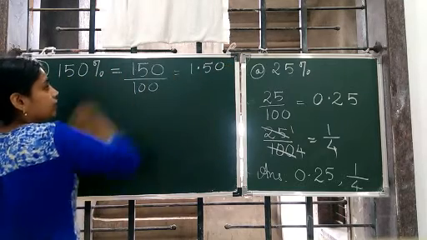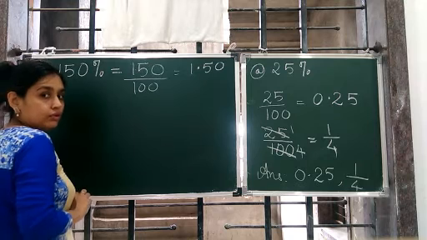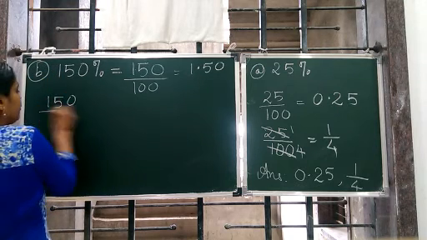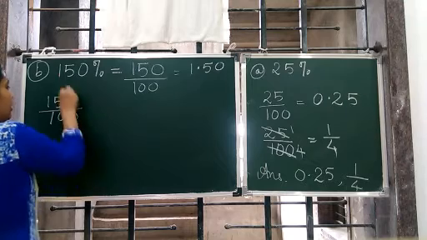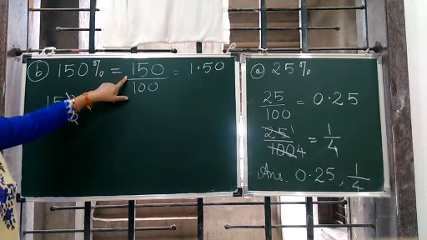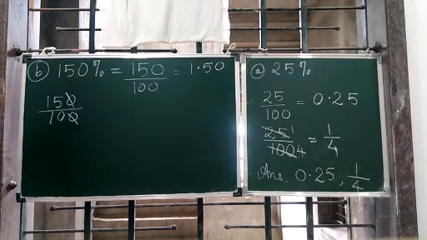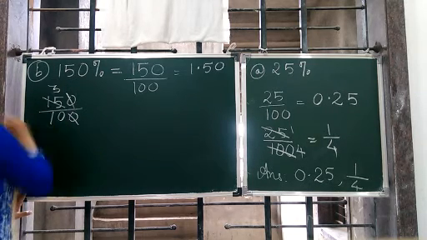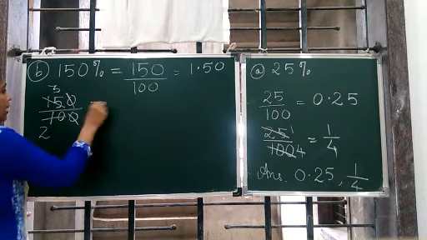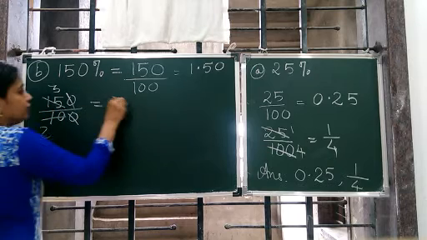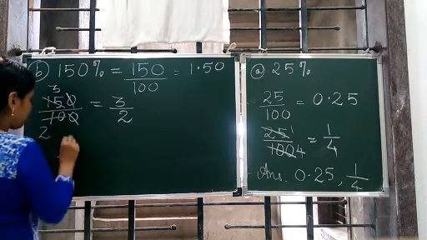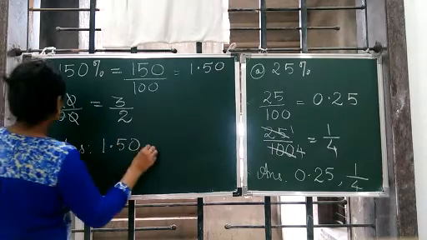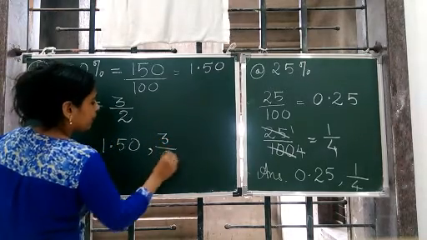Now what to do? We have to convert it into its simplest form. So once again we write 150 upon 100 and we cut down the zeros. We can do this here also, children, no problem. Now both will be divisible by 5. So 3 by 2. 5 3s are 15, 5 2s are 10. So 3 by 2. So what is your answer? Your answer is 1.50 and 3 by 2.